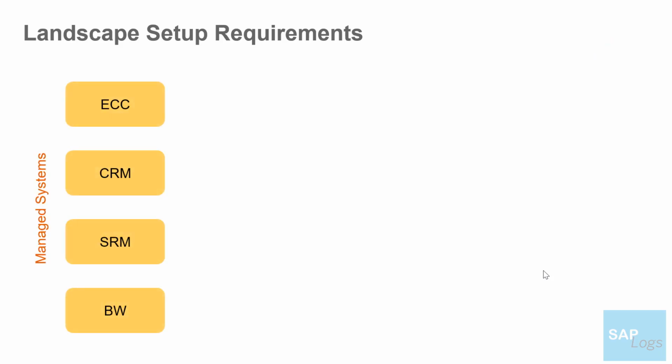So landscape setup requirements. So say for example, these are the managed systems that are available in your SAP landscape. When I say managed systems, that means all these, the ECCs and the SRMs and the CRMs, BW, SCM, transport management, and all those sort of systems are usually called managed systems. And then they are connected to SLD. SLD stands for System Landscape Directory.